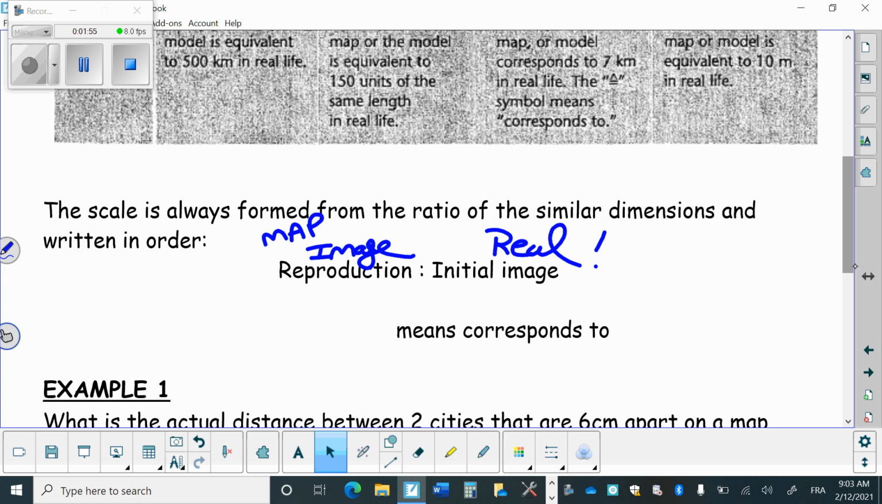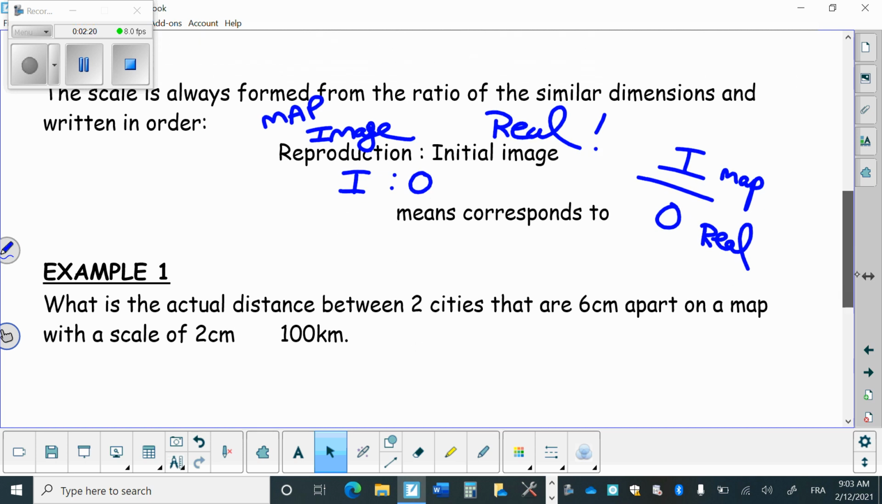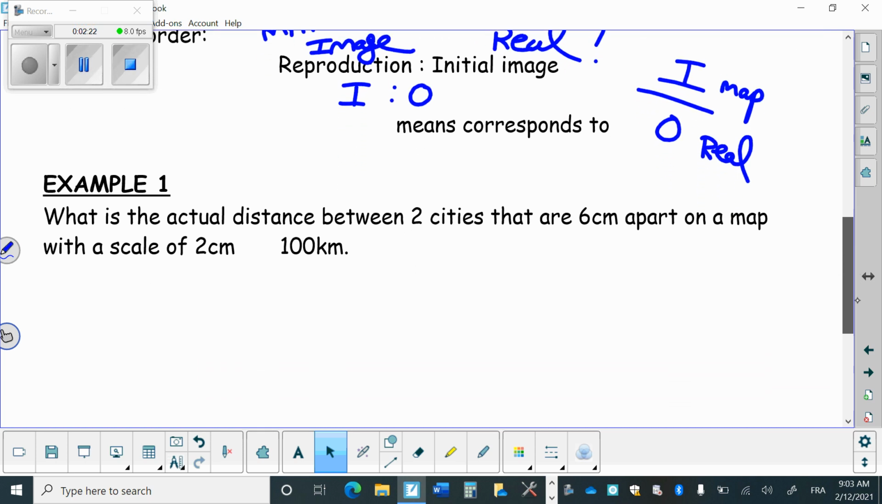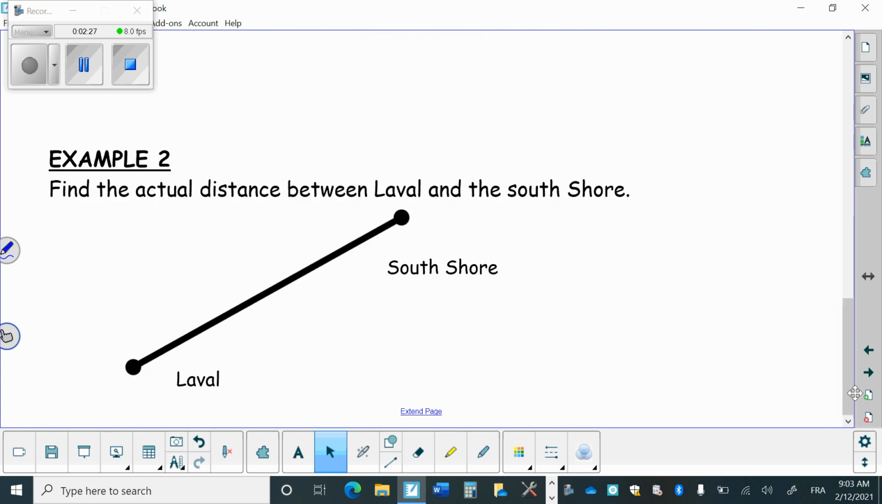So notice that it's still my formula, I to O, that we're so used to. But we're just using the map concept, the reproduction, the photocopy, compared to the real world, the original little bug that they've magnified in a biology book, or a huge 25-story building scaled down to something that's only like 1 foot high as a scaled model. So examples. Sometimes they give you everything, and sometimes you have to use a ruler, okay?